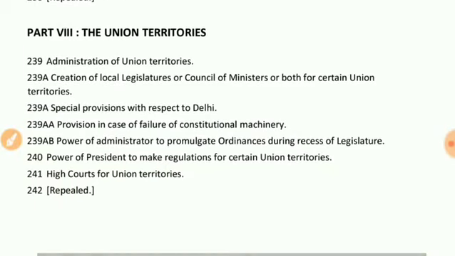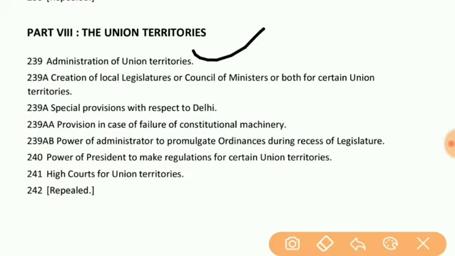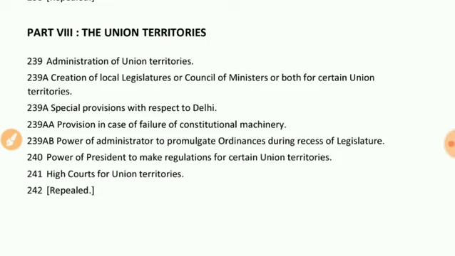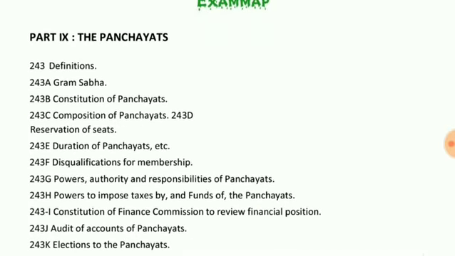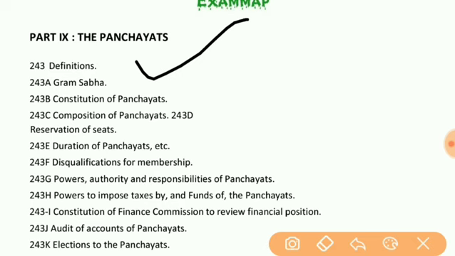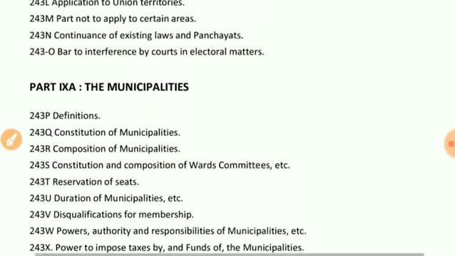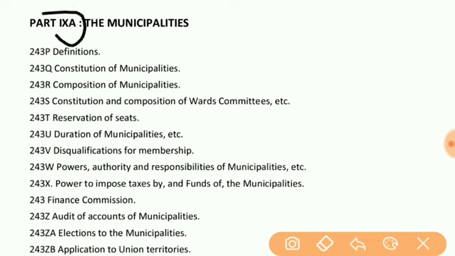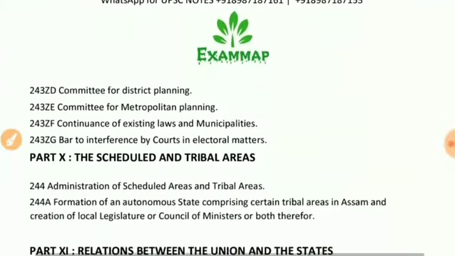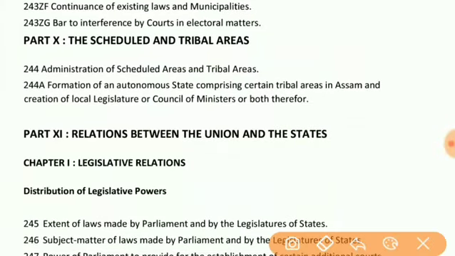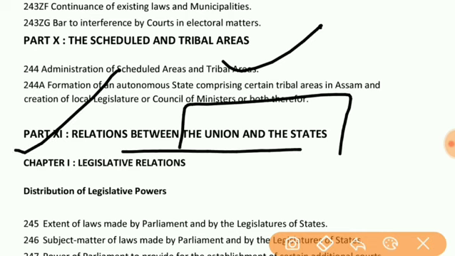Then we have Part 8, the Union Territories. In this part, some specific powers and powers of the administrator are given to some territories for their functioning. Then we have Part 9, the Panchayats in the rural system, and we have Part 9A, again added by an amendment, that is the Municipalities in the urban area. Now we have Part 10, which is the Scheduled and Tribal Areas. Then Part 11, which is the relations between the Union and the States.